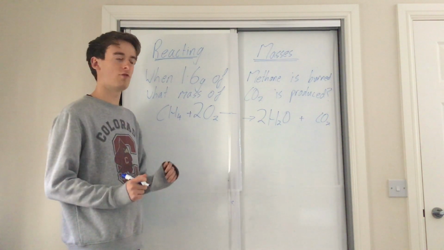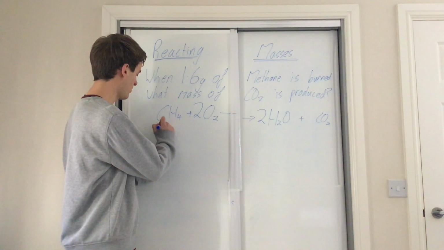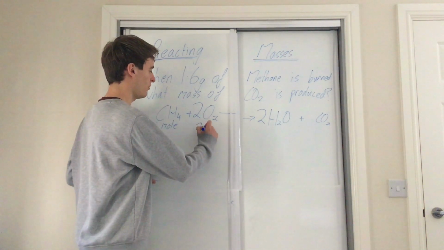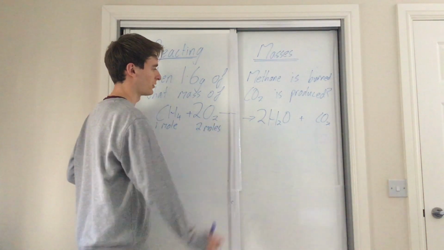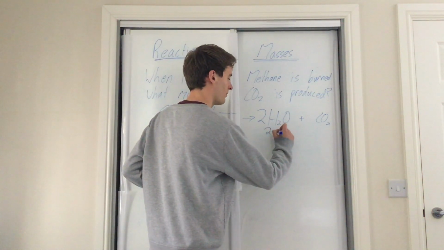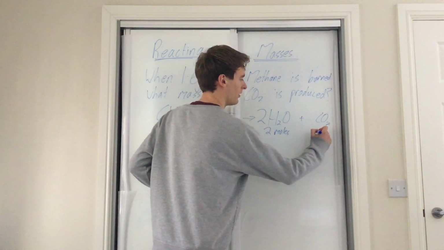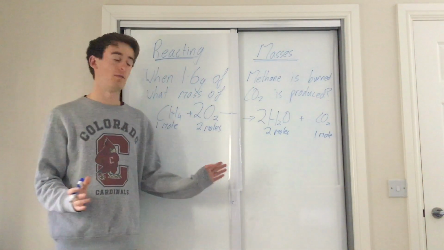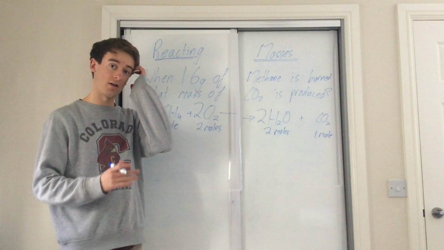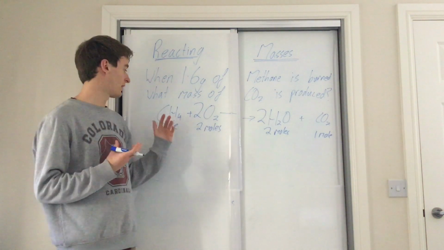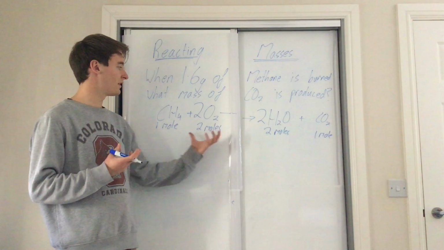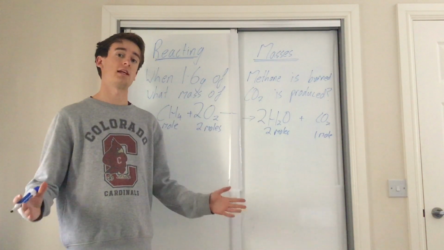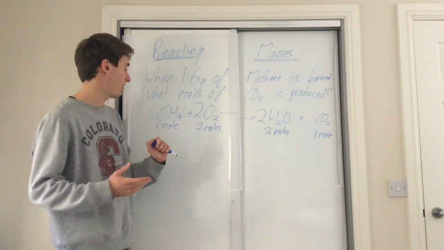But what are these numbers really telling us? Well, they're saying that 1 mole of methane will burn with 2 moles of oxygen and make 2 moles of water and 1 mole of CO2. That's what these numbers are showing us. They're a direct link between the number of methane atoms and the number of oxygen atoms. Obviously 1 mole is just a huge amount of atoms, 6.02 times 10 to the power of 23.